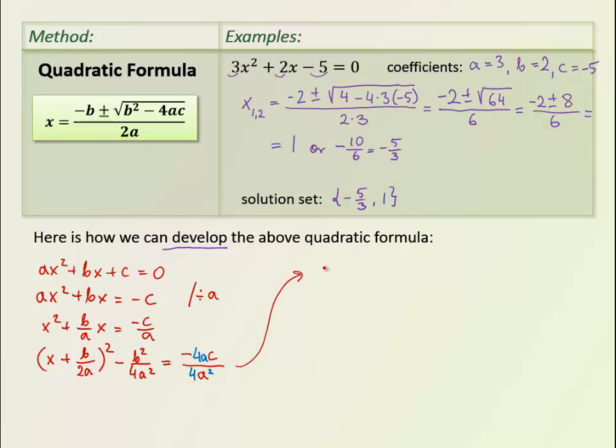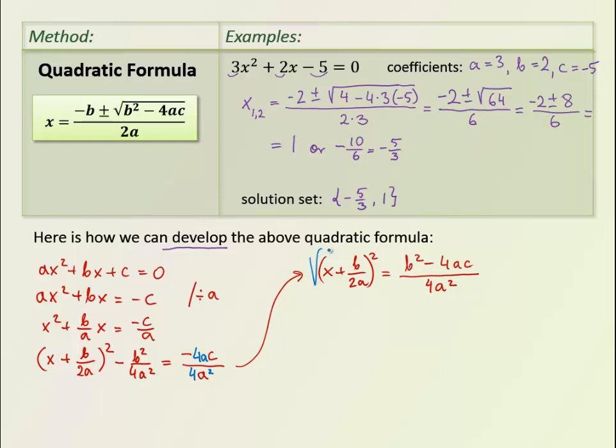So we end up with x plus b over 2a squared. That equals, under the same denominator, 4a squared. We bring the negative b squared to the other side, making it b squared minus 4ac. So you can notice this is already the radicand in the quadratic formula, b squared minus 4ac.